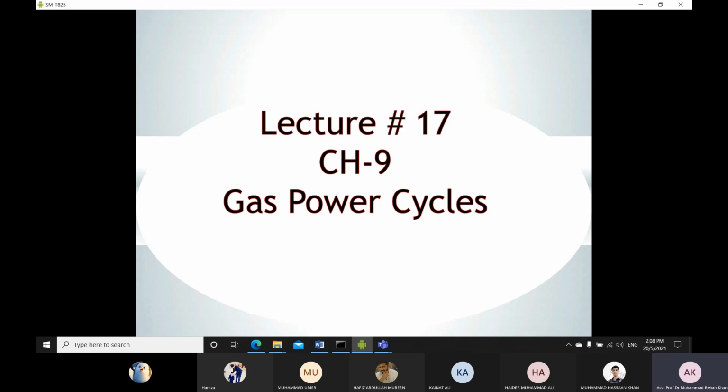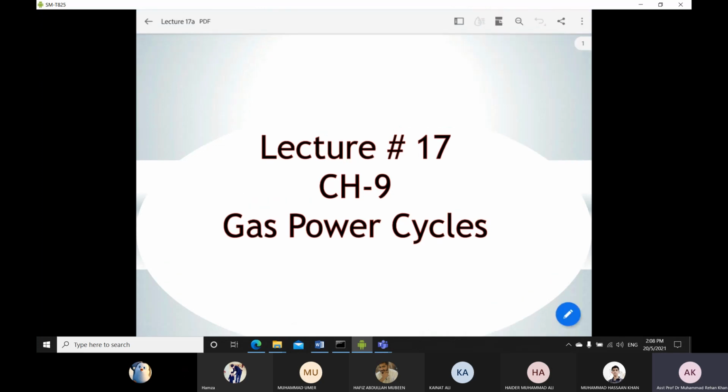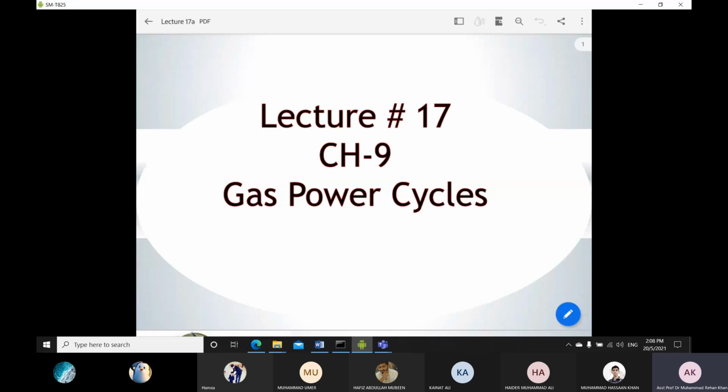Today is again chapter number 9, gas power cycles. In the previous classes we already talked about the dual cycle, diesel cycle, Otto cycle, Stirling engines and Ericsson cycle. All these engines which we already saw in the previous lectures are basically reciprocating engines, where we have to convert the reciprocating motion into some useful work.